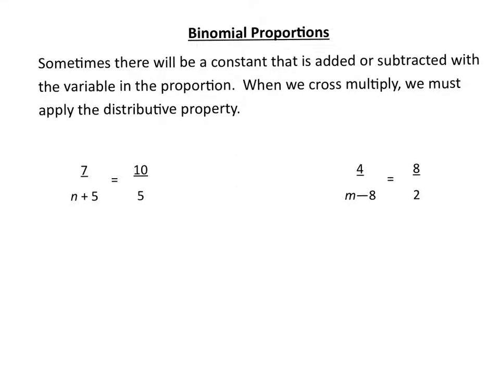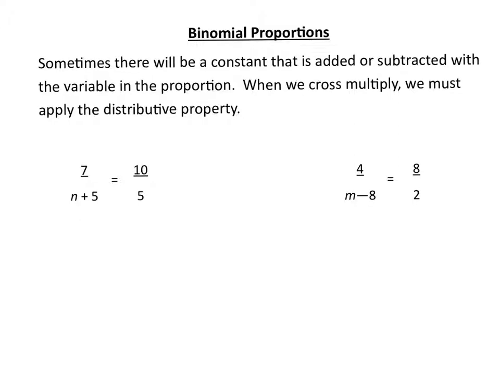All right, now for a component of this unit that is 8th grade material, and it is called a binomial proportion. It's a really fancy sounding name for something that looks really complicated that really is not all that complicated. It's just going to be adding a little extra step or steps to your solving process. And what that means is a binomial proportion means that you're going to have a constant that's going to be added or subtracted with the variable somewhere in the proportion. So the variable is no longer going to be isolated by itself.